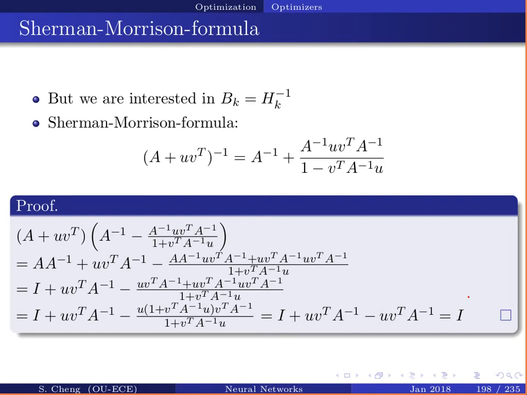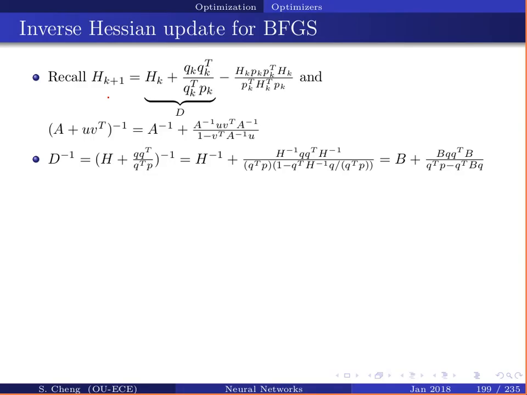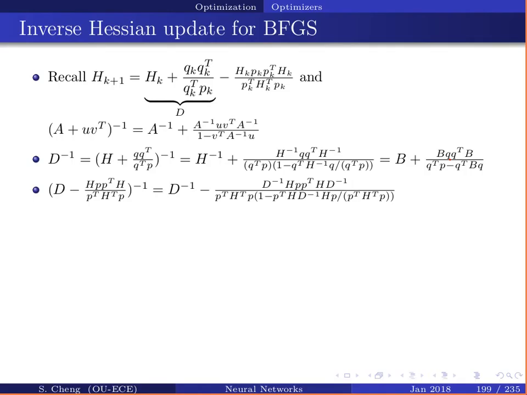Okay, so if I try to use the formula there, recall that I have the Sherman-Morrison formula here, and I have this update for BFGS, and I will call this part D. Let's try that. Just try this inverse first: D inverse will be equal to that, and I can write it as here, and then this guy will be equal to D minus this guy inverse. I can use this formula again.